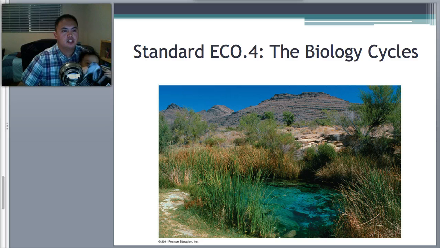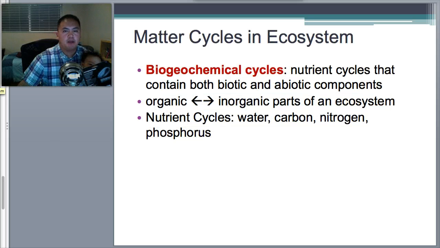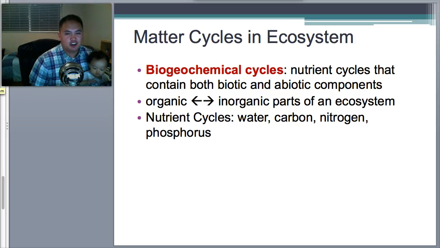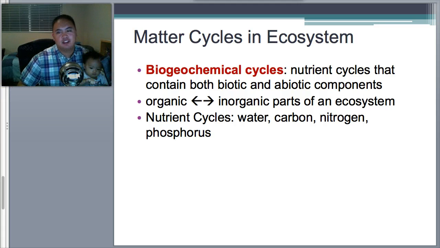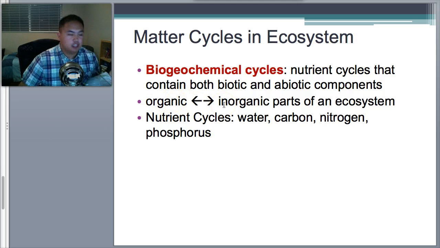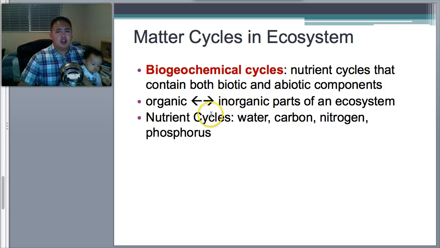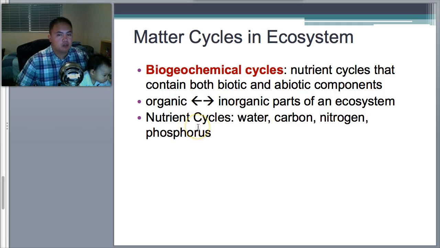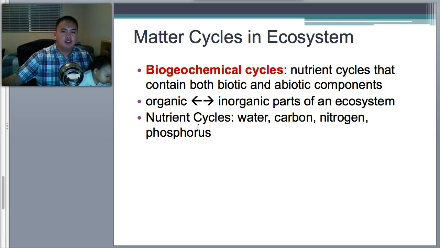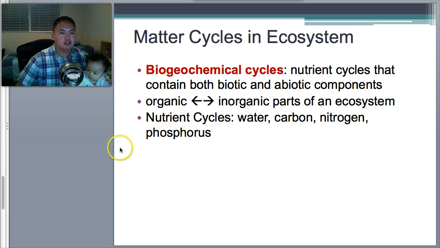Okay. So these cycles are called biogeochemical because it involves bio, meaning life, geo, meaning earth, and chemical, meaning chemicals. They are nutrient cycles that contain both biotic, living, and abiotic, non-living components. They include traveling between organic and inorganic parts of an ecosystem. And the nutrient cycles we're going to talk about, like what really cycles in an ecosystem, that's very important: water, carbon, nitrogen, and phosphorus.